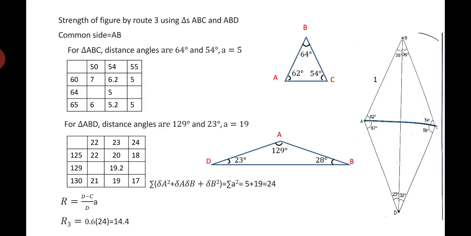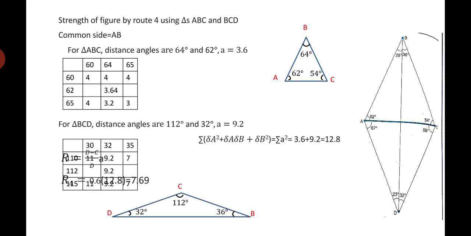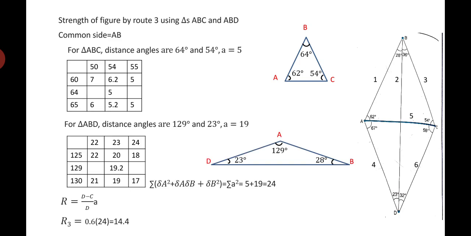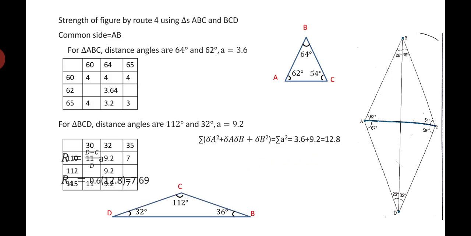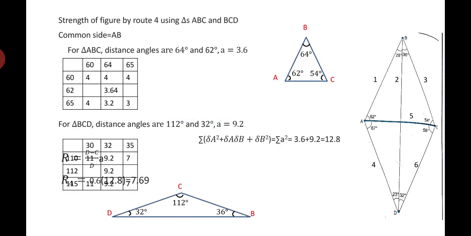One more, the third route, is ABC and ABD. The fourth route is ABC and BCD. You can get these things done by all 4 routes, and you can get the R values. So different R values I have got with reference to the different angles or different routes. As I said, you can solve it by any 1 or 2 routes, that is enough for the answer. But if you go for the multiple routes available to solve this figure, it will be very useful.